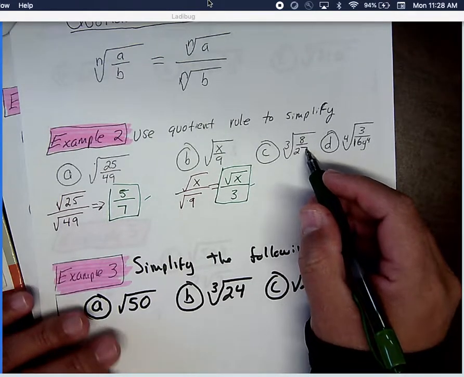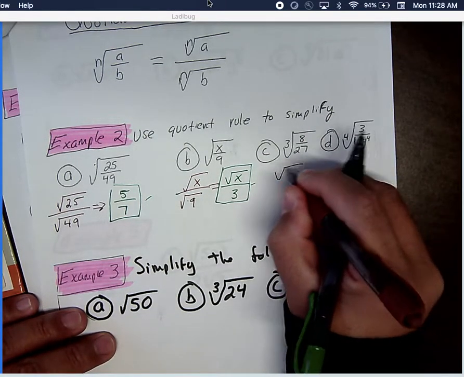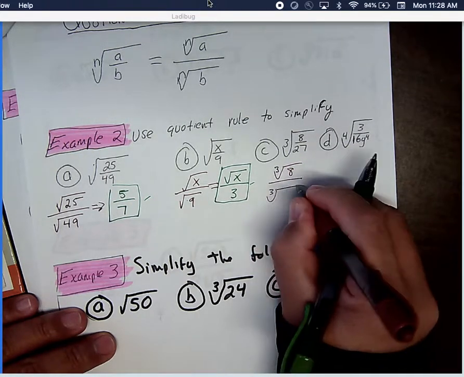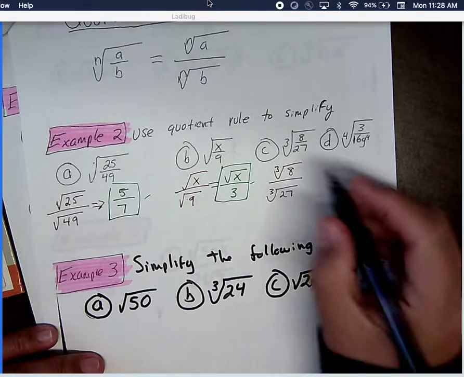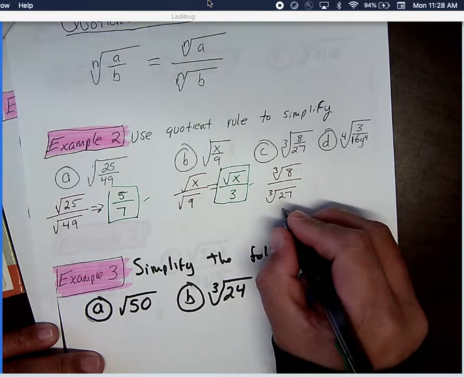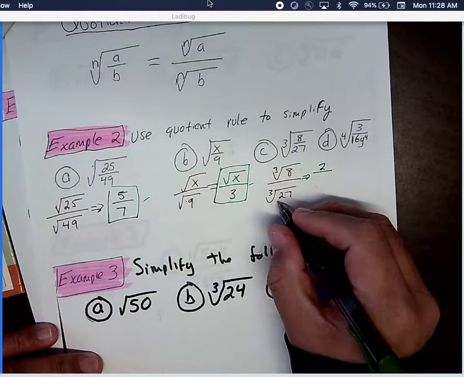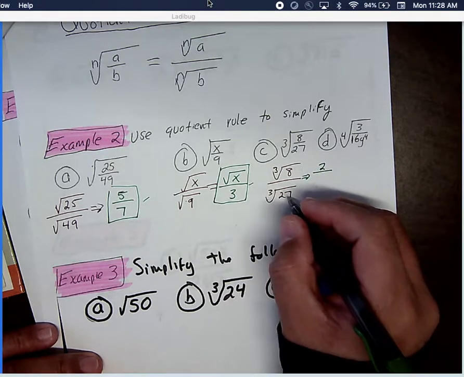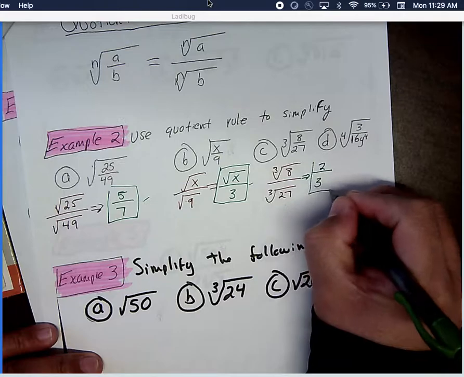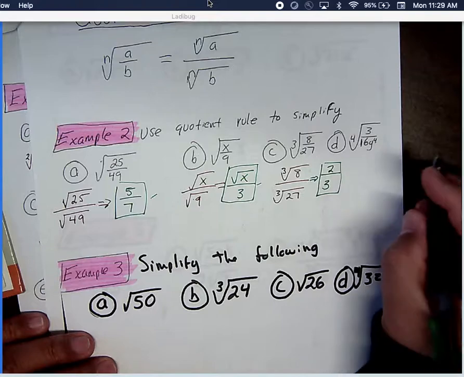Okay, C, again, the same rule applies to both, so let's separate them again. Over the cube root of 27. So now find the cube root. A number that you multiply 3 times that gives you 8 would be 2. So 2. A number that you multiply 3 times that gives you 27 would be 3. 3 times 3, 9 times 3, 27. So that would be the answer for that one. Okay, that one has more stuff over here, but let's do the same.